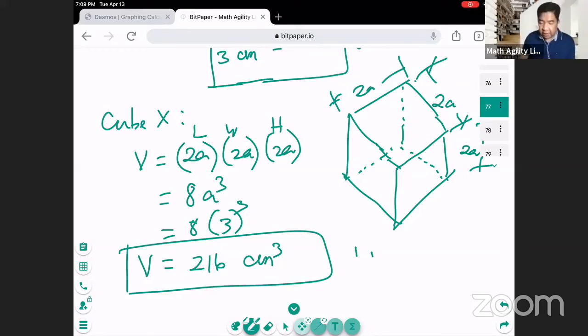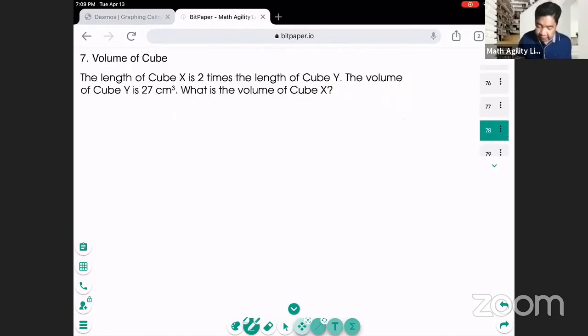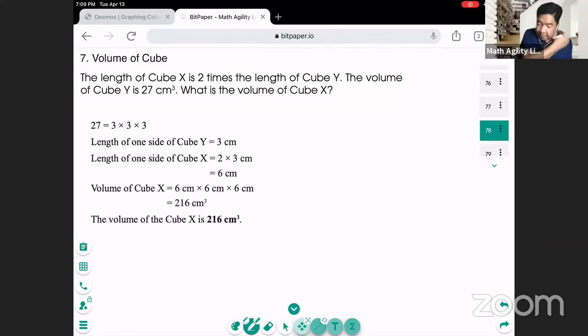Again, let's try to see how Singapore Math will solve this. So let's go to the next page. So volume of a cube. It's shown here that the volume of cube y is 27. So we know that since a cube is a cube, or to the power of three, it's actually the variable a times a times a, right, on our previous calculation.